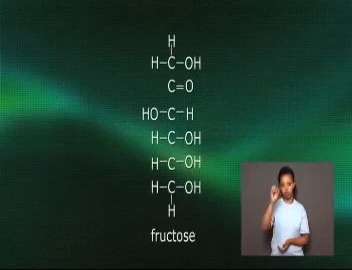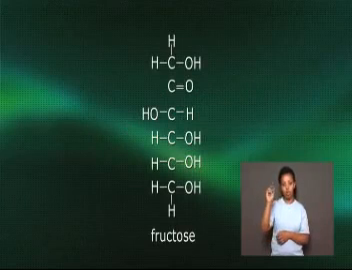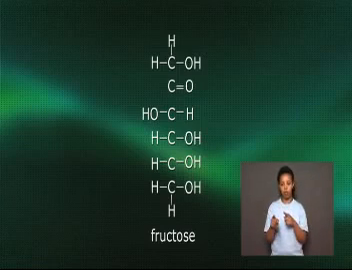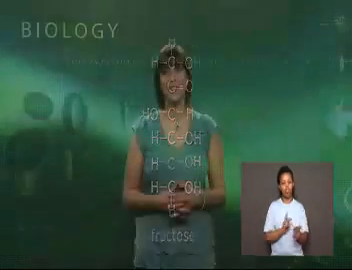Other 6-carbon monosaccharides include fructose and galactose. They are isomers of glucose. These isomers are constantly converted into glucose or synthesized from glucose.